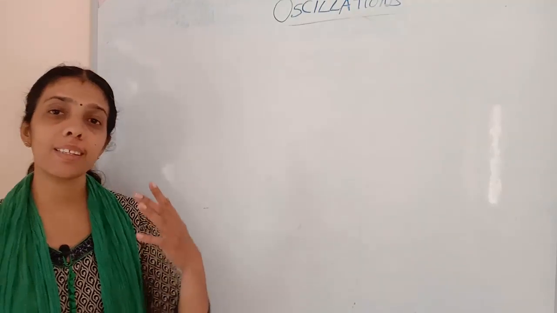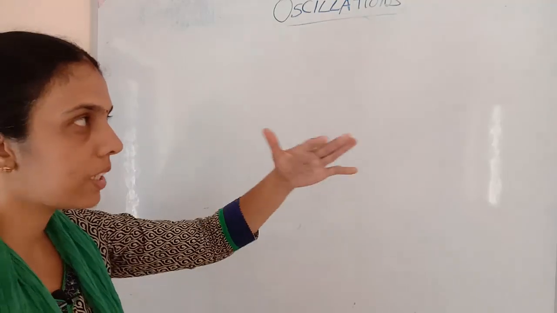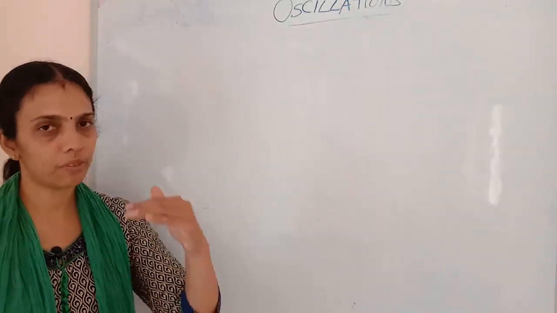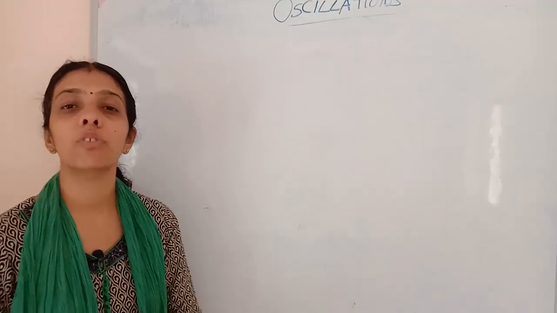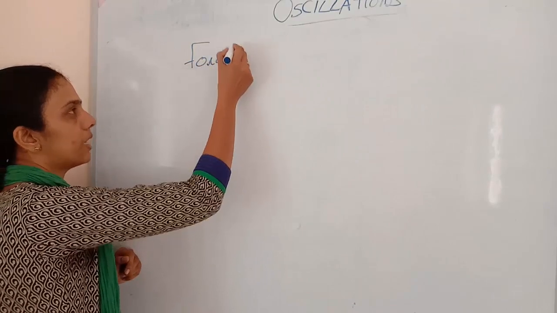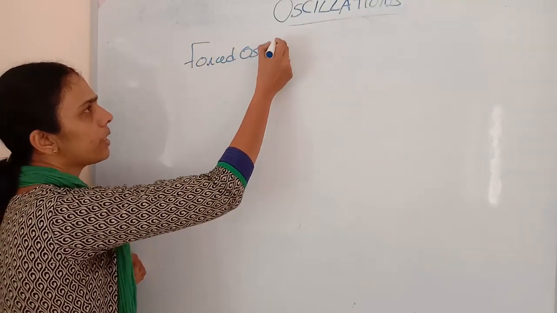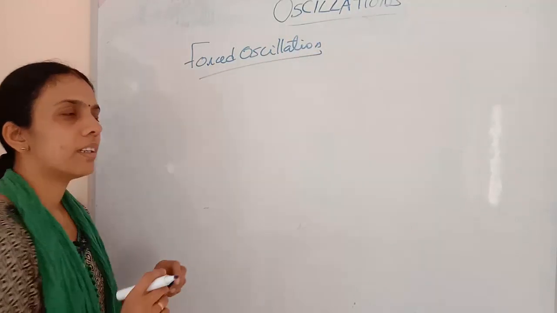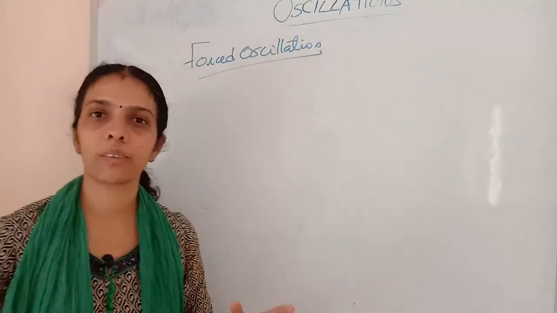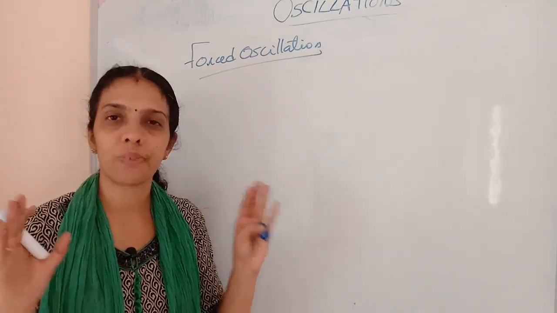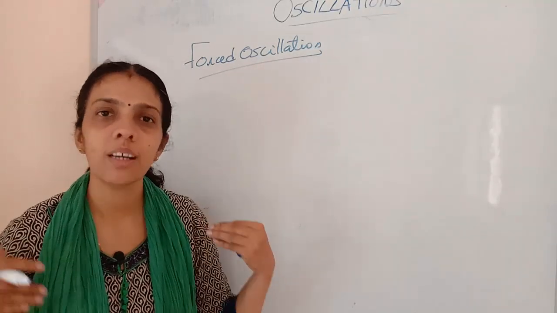What is meant by this? Forced oscillation. So first we learned about simple harmonic oscillation, then we found out about damping. Then next is forced oscillation. What is meant by forced oscillation? See, suppose we are on a swing. Let's say somebody is pushing us from the back, and we are swinging.